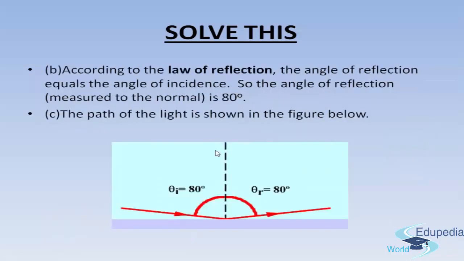Now let's move on to the second part. As per the law of reflection, the angle of incidence has to be equal to the angle of reflection. So if the angle of incidence is 80, then the angle of reflection also has to be 80. And the path of the light will be as shown. The light will come like this and it will move out with the same angle of reflection.